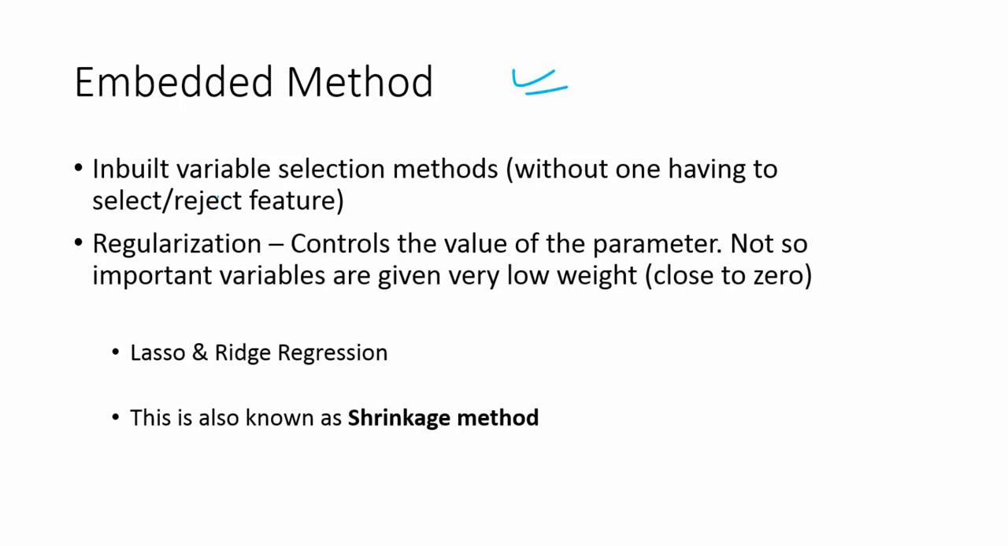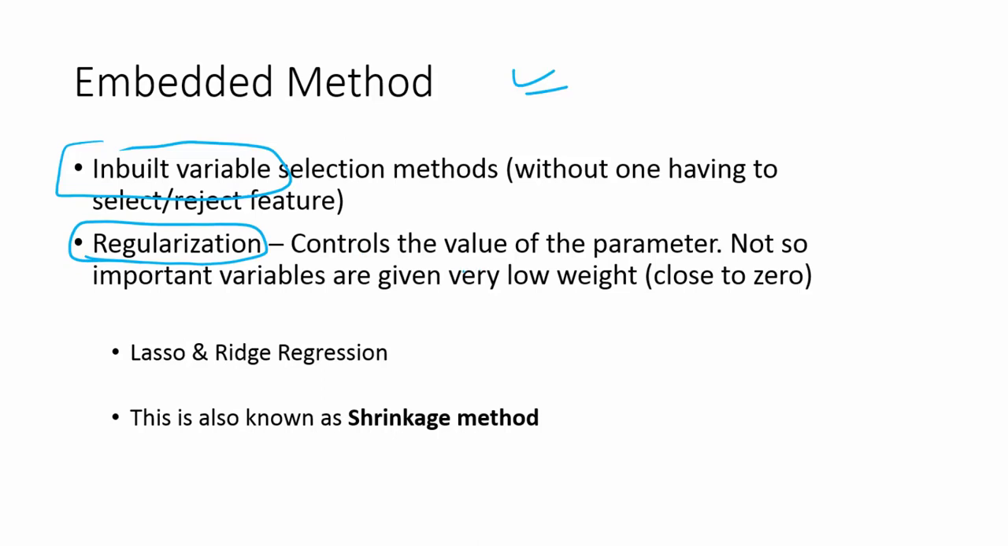So this is an inbuilt variable selection method, so we don't have to take any decision. So yes, in the embedded method, the decisions are taken by the regression algorithm or the estimation algorithm. So it's very much inbuilt or automated. Okay, so it's easier to use. One need not select or reject a variable, right? So the algorithm does that for you, known as regularization, which I'm sure you have heard about.